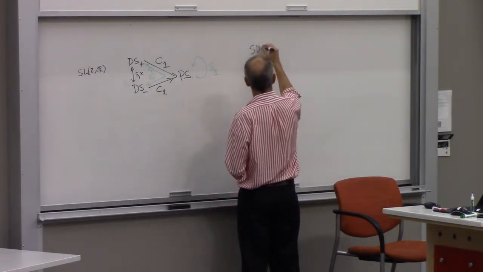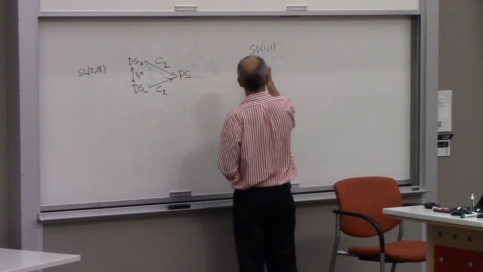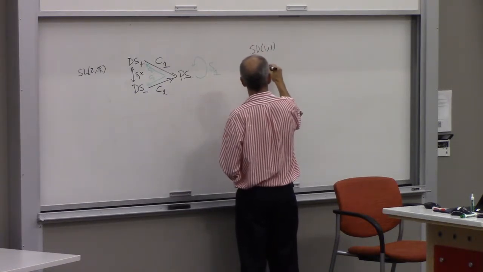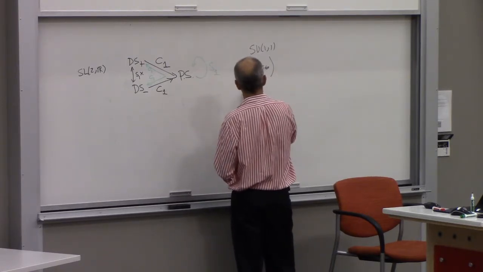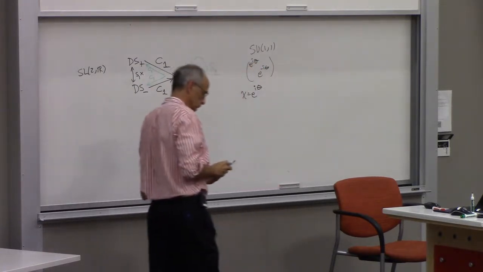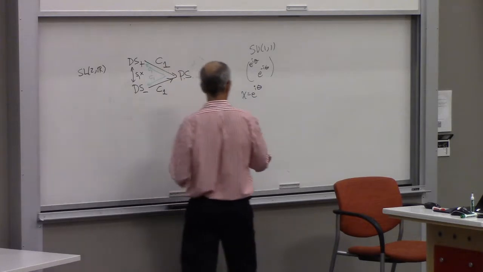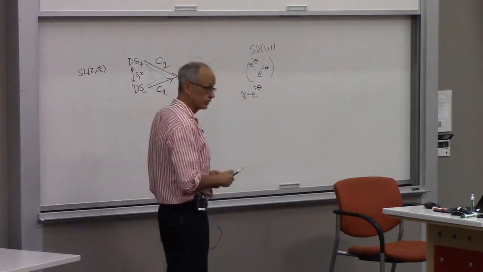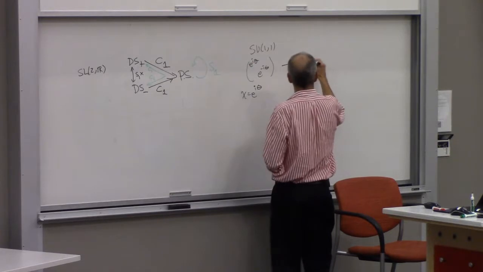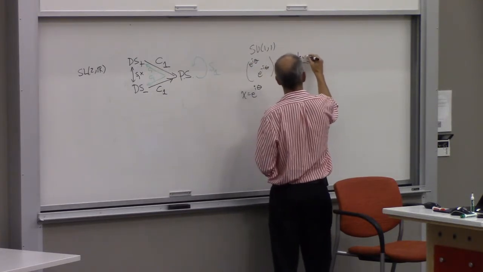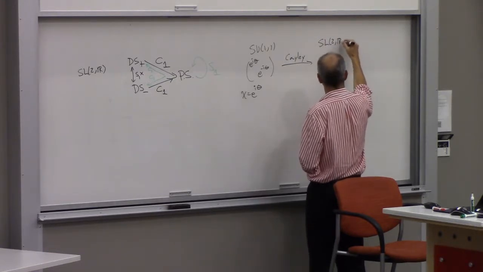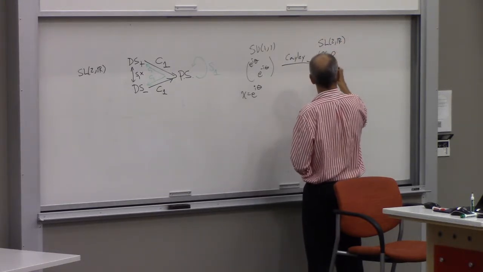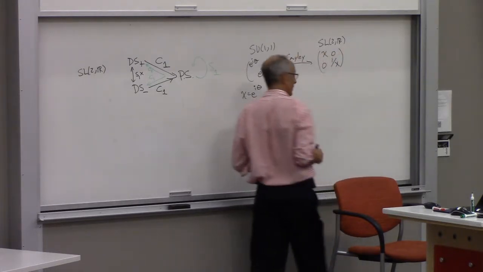So you start with SU11, and you start with the diagonal torus, and you start with the character chi equal to e to the I theta. That gives you a discrete series. You do a Cayley transform, and you replace this with SL2R and the diagonal torus, which is now this.